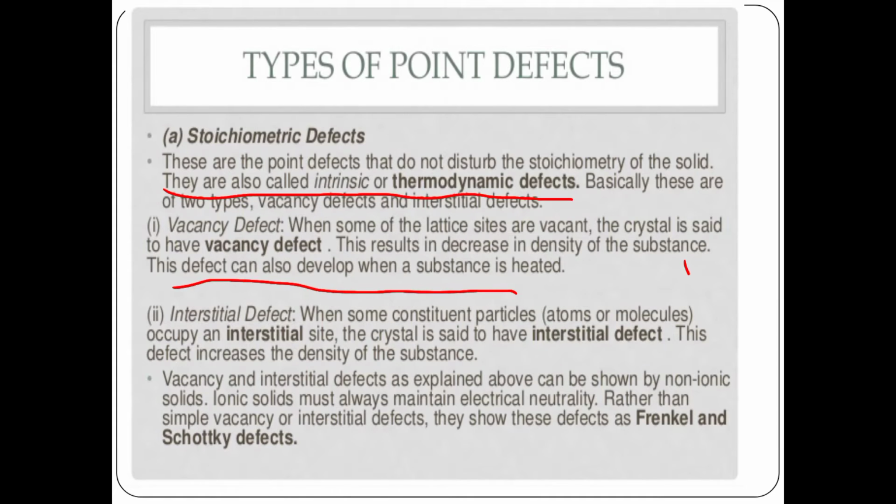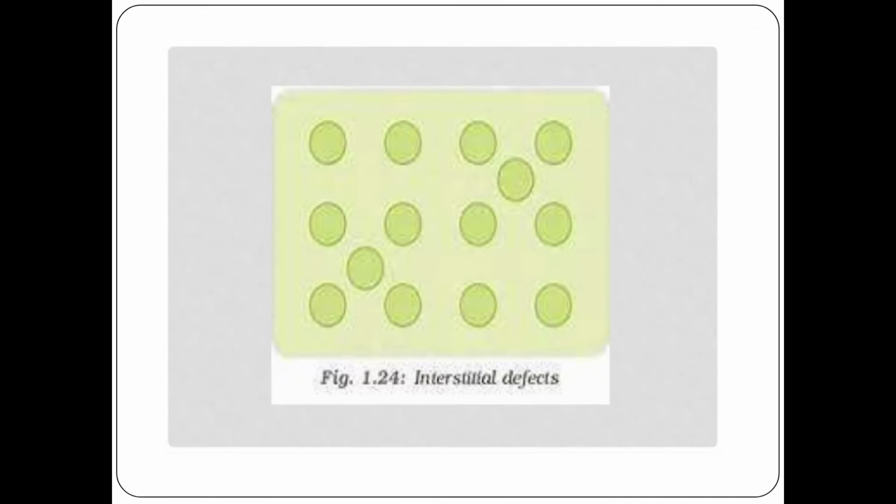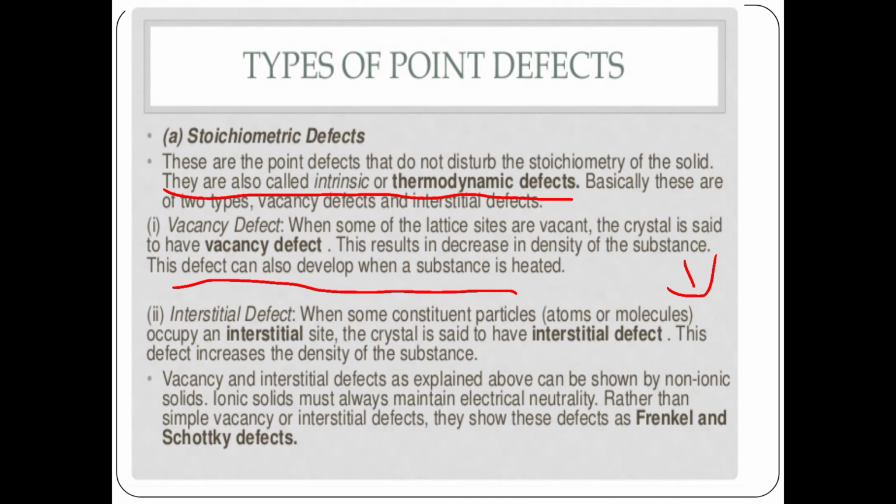So if one atom decreases, the density also decreases. We'll see what an interstitial defect is. If you see this structure, rather than the anion and cation present here, some other anion or some other cation will sit in the interstitial sites, the space available. Such defects are known as interstitial defects. Due to this interstitial defect, the density will increase because the number of particles in the structure is increasing. So when some constituent particles sit in the interstitial sites, the crystal is said to have an interstitial defect.